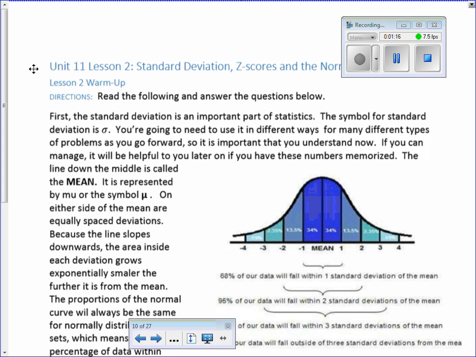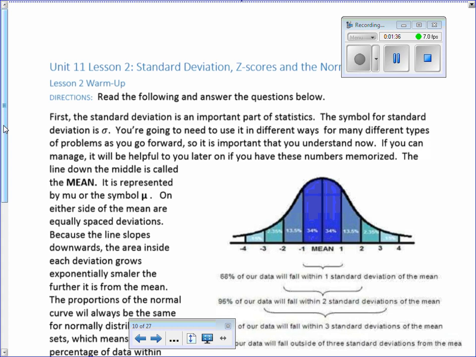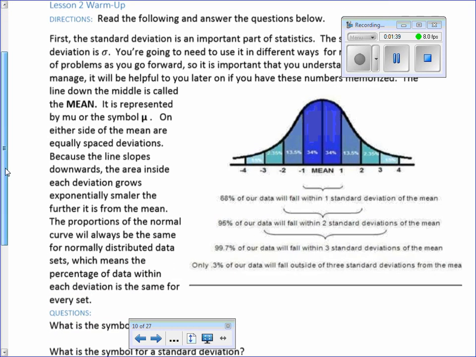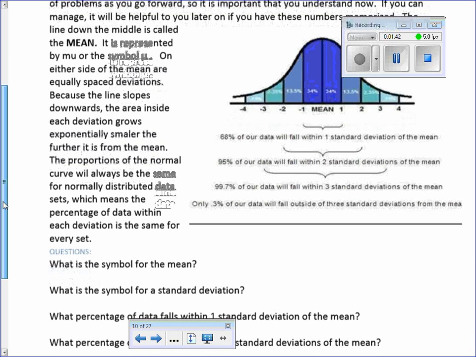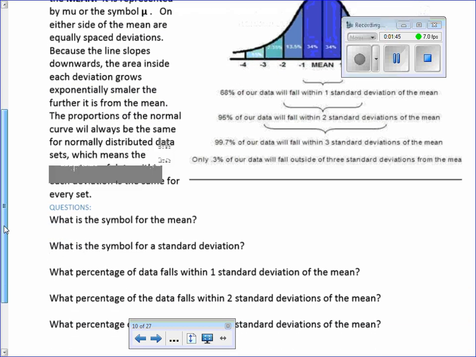The line down the middle is called the mean. It is represented by mu, or the symbol for mu. On either side of the mean are equally spaced deviations. Because the lines slope downwards on either side of the mean, the area inside of each deviation grows exponentially smaller the farther it is from the mean. The proportions of the normal curve will always be the same for normally distributed data sets, which means the percentage of data within each deviation is the same for every set.